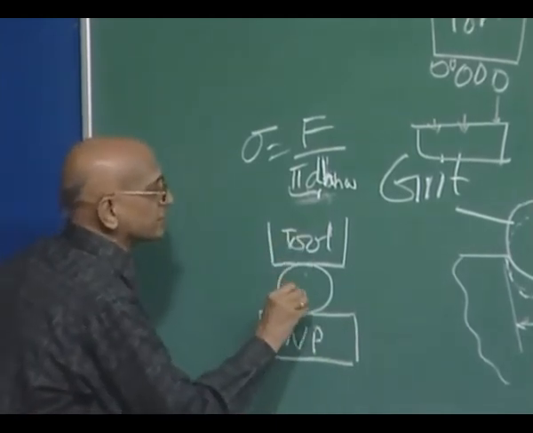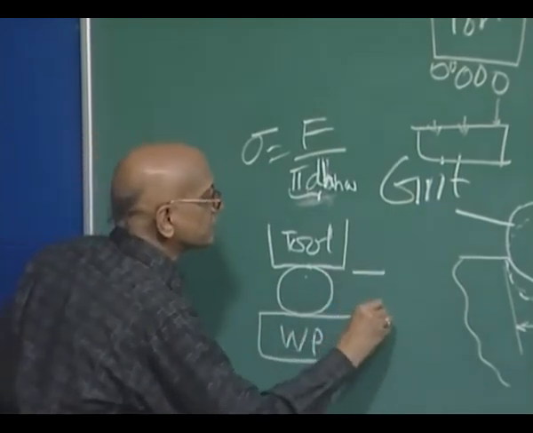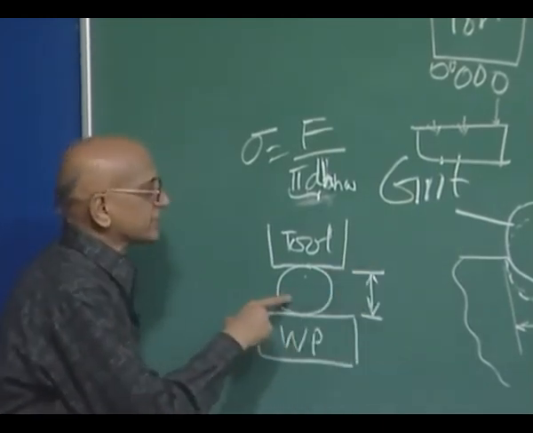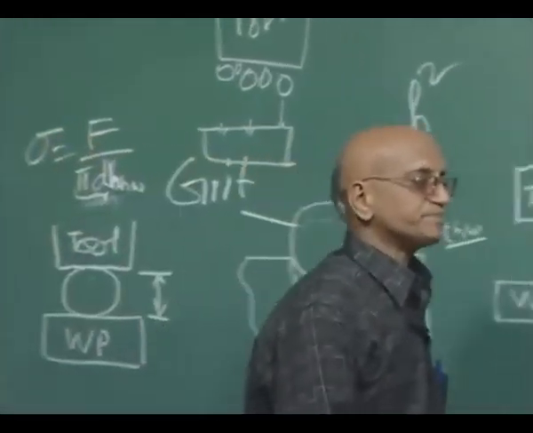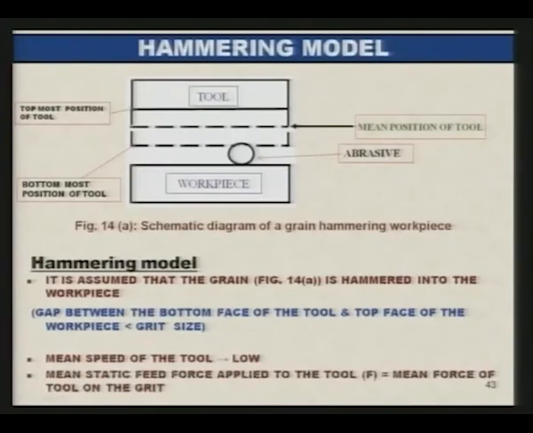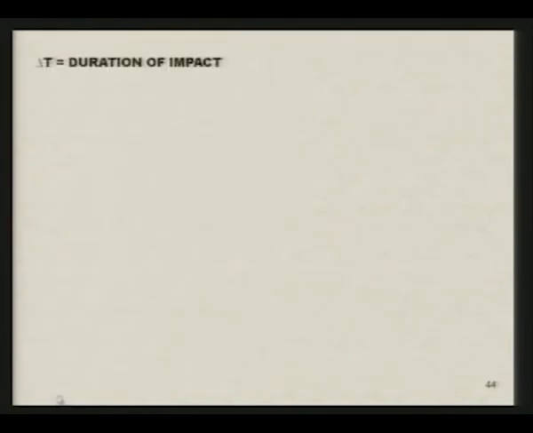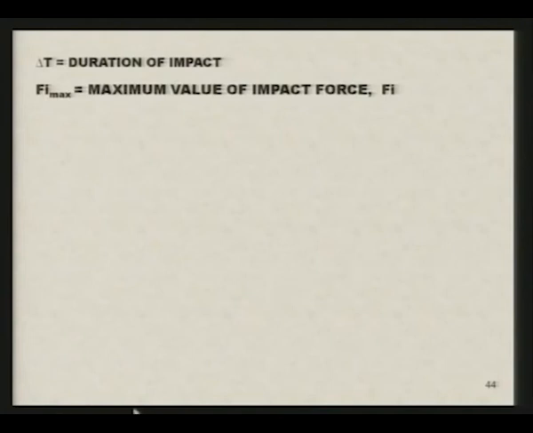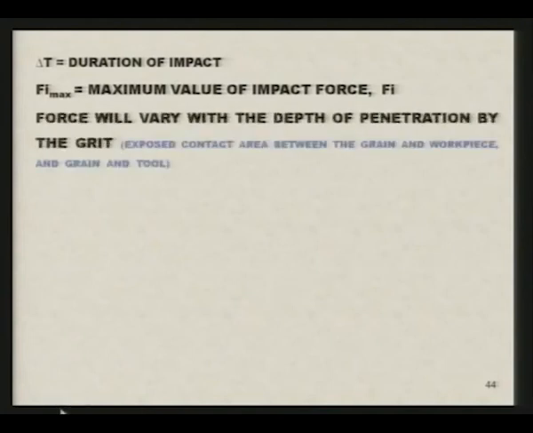So the tool will hit the abrasive particle only when this gap becomes smaller than the size of the abrasive particle, or the grit size. Mean speed of the tool is quite low. Mean static feed force is applied to the tool and it is expressed as F, and this is equal to the mean force of tool on the grit. Delta T is the duration of impact. Fi maximum is the maximum value of impact force Fi, which is acting on the abrasive particle.